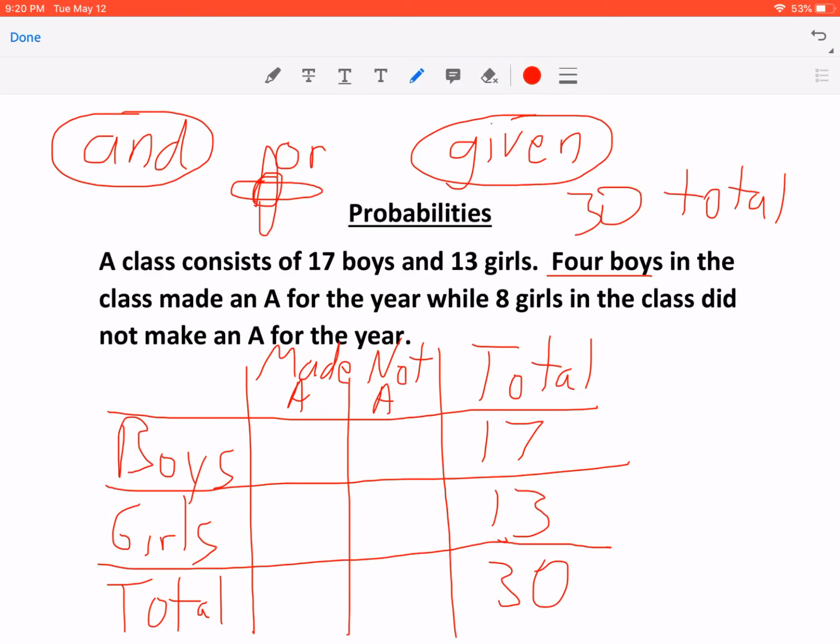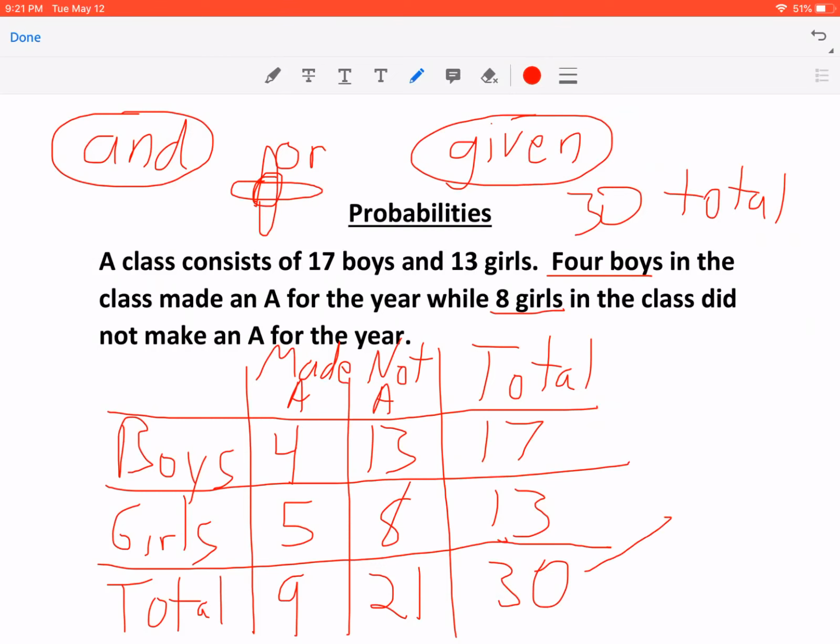4 boys in the class made an A. Well, automatically, if 4 boys made an A and there were 17 total, 17 minus 4, 13 didn't make an A. So they're going to give you some clues. You just have to figure out the other ones. All right. 8 girls in the class did not make an A for the year. So if 8 girls did not make an A and there were 13 total, 13 minus 8, 5 girls made an A. So do your totals for the total number of people that made an A. That's 4 plus 5, which is 9. Total for people in the class that did not make an A, that's 13 plus 8, which is 21. And again, that total, 9 plus 21, is 30. It should be the same as 17 plus 13, which is 30 as well.